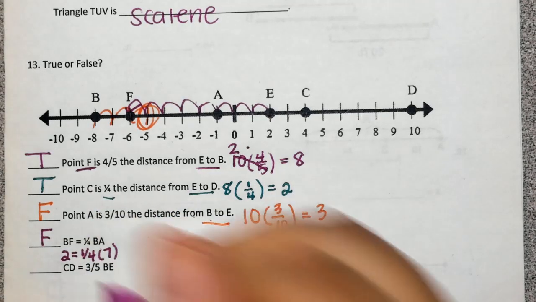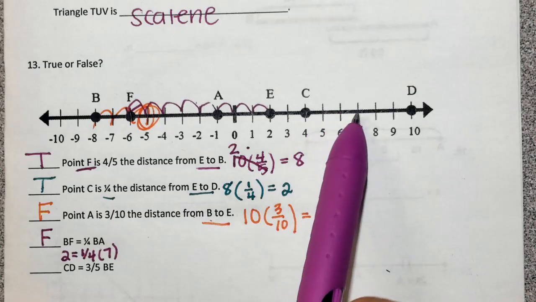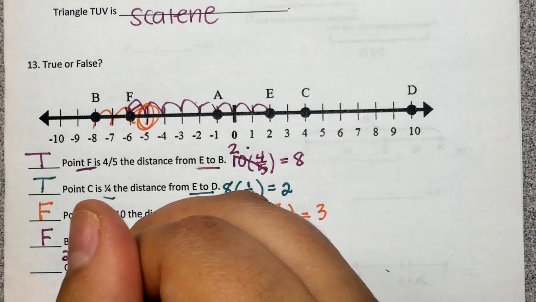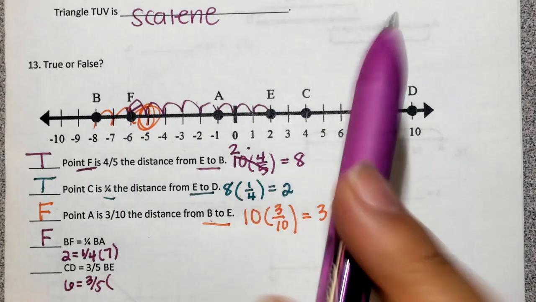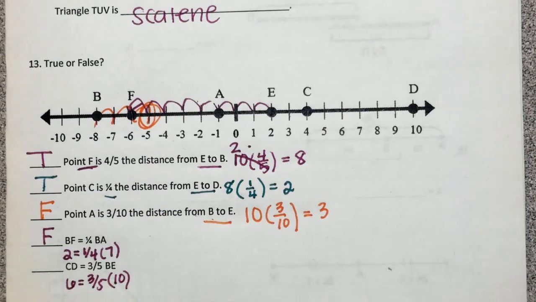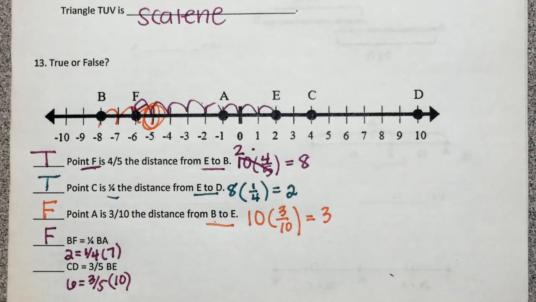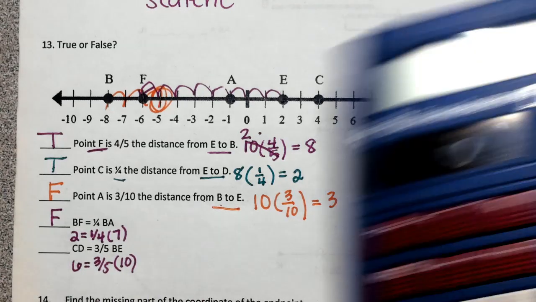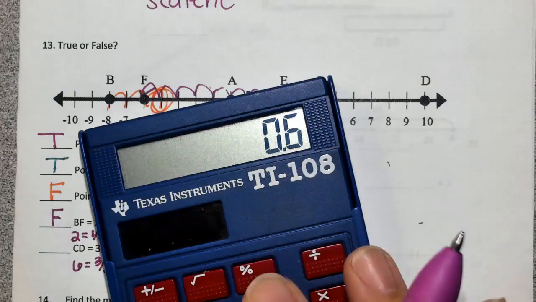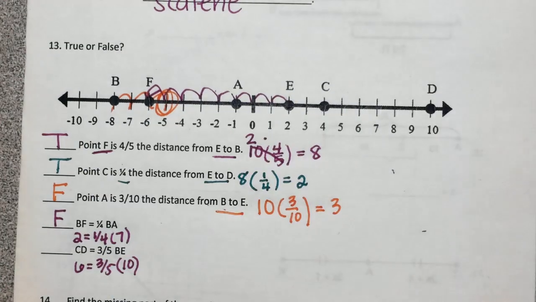Same thing here. CD is 6. What's BE? We've said that's 10. Is 3/5 of 10? Is that 6? Yes. 3/5 times 10? 3 divided by 5 times 10? It is 6, so that's true.